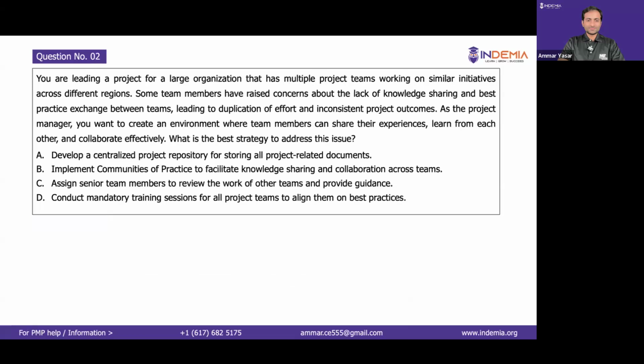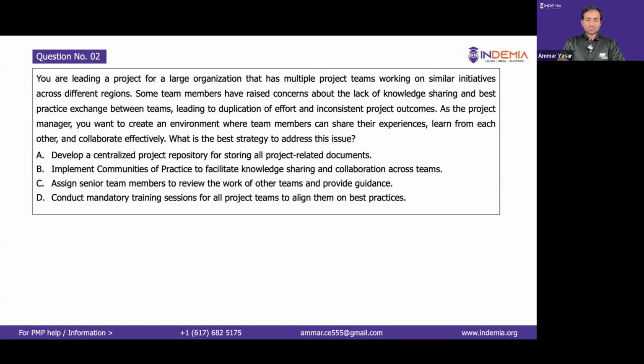Next question. You're leading a project for a large organization that has multiple project teams working on similar initiatives across different regions. Some team members have raised concerns about the lack of knowledge sharing and best practice exchange between teams, leading to duplication of efforts and inconsistent project outcomes. As a project manager, you want to create an environment where team members can share their experiences, learn from each other, and collaborate effectively. What's the best strategy?